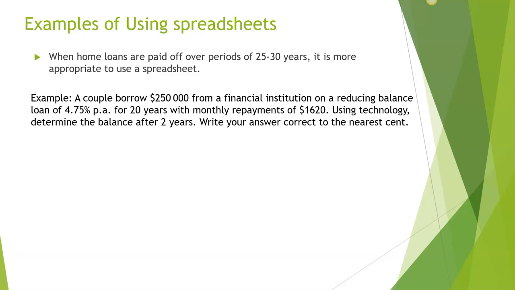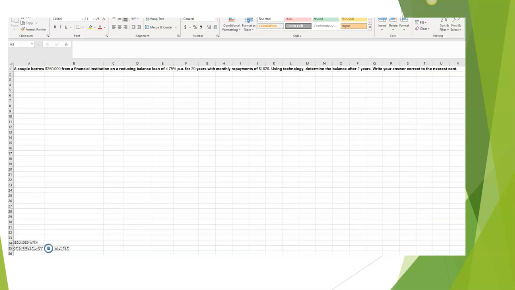So a couple borrowing $250,000, a reducing balance loan, calculate the balance after 2 years. So we're going to use Excel to construct a spreadsheet for this question. So a couple borrowing $250,000 from a financial institution on a reducing balance loan of 4.75% per annum for 20 years with monthly repayments of $16.20. Determine the balance after 2 years to the nearest cent.